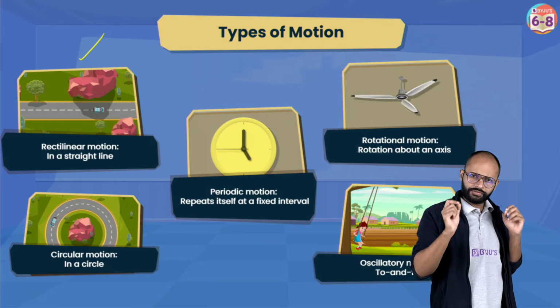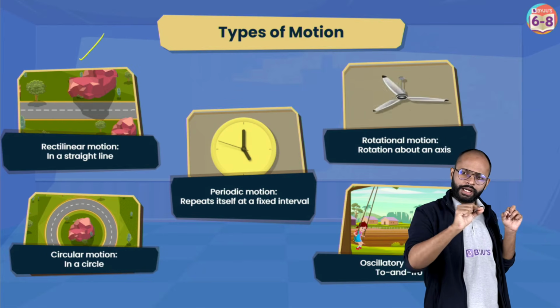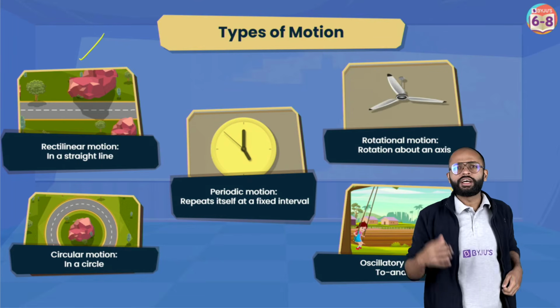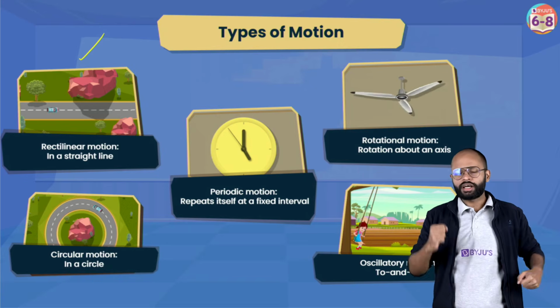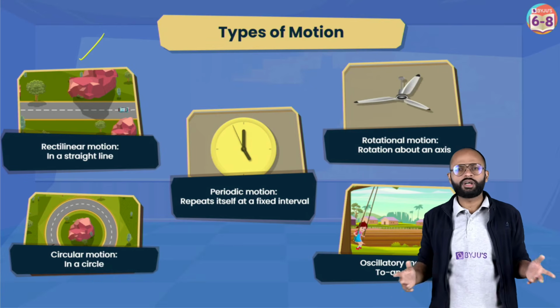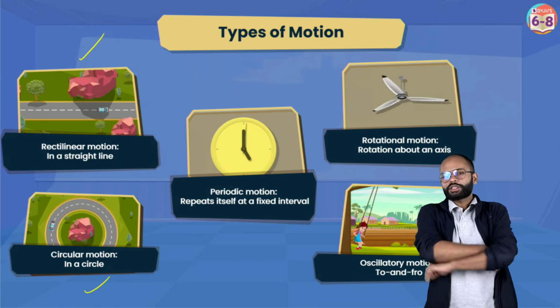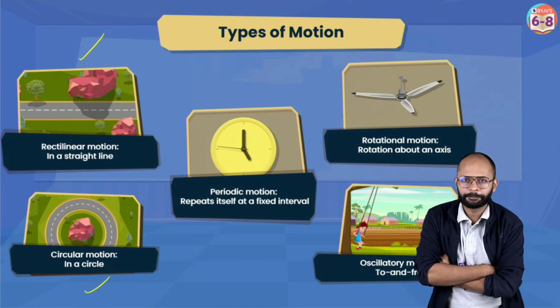If some object goes in a straight line, in a straight path, that is called rectilinear motion. Examples: soldiers marching, a car running, a car moving on a straight road. So all of these are examples of rectilinear motion. Okay? Circular motion. This is called a motion which is in a circle.